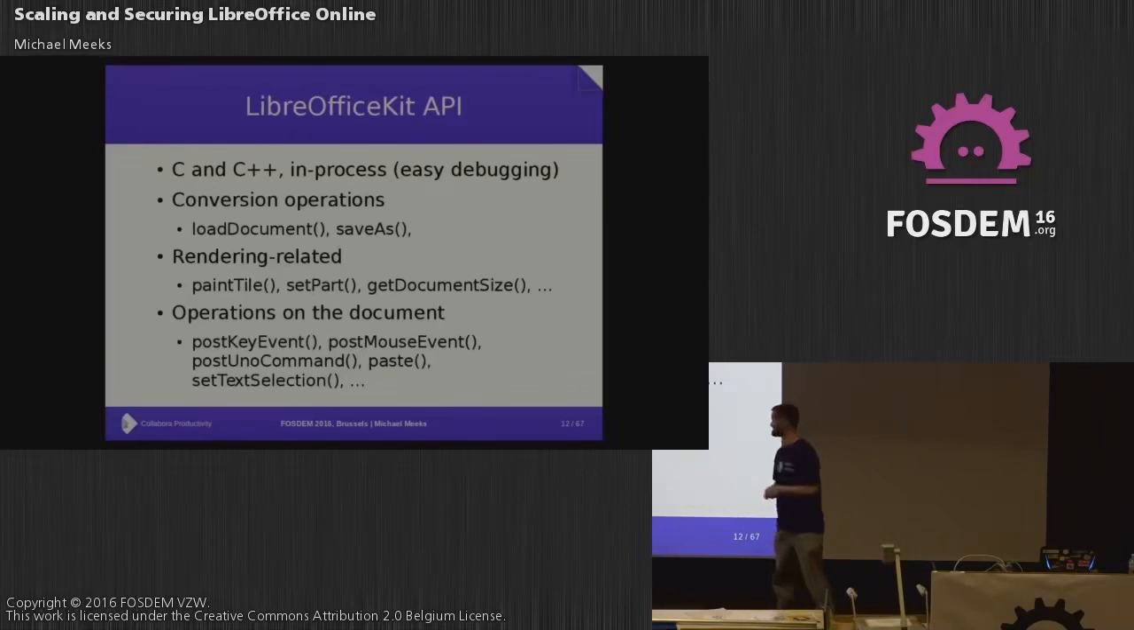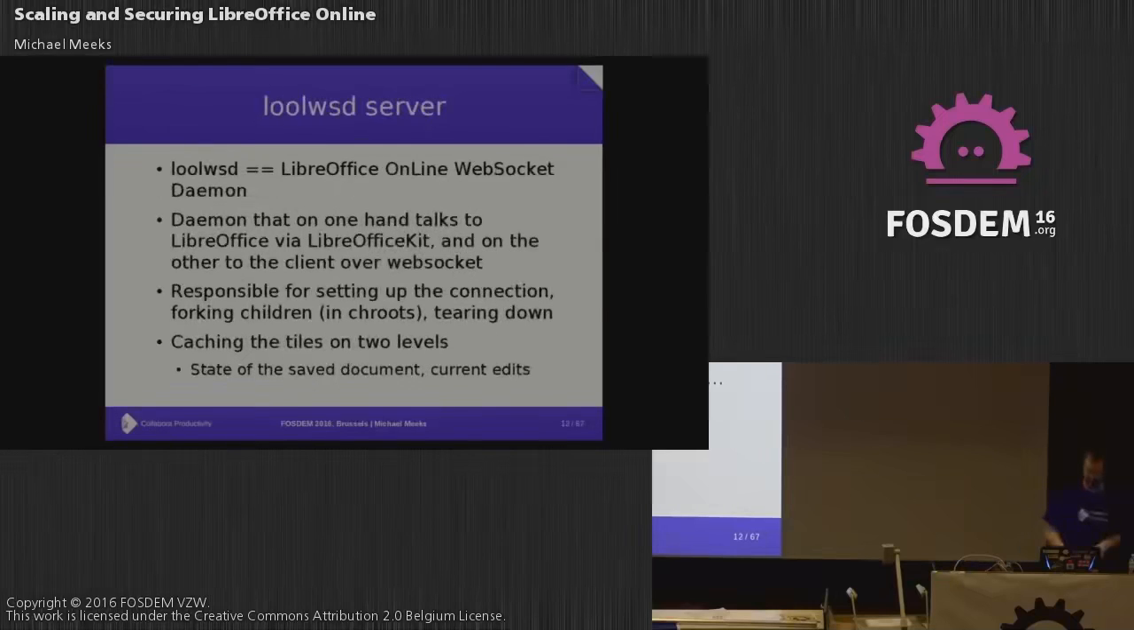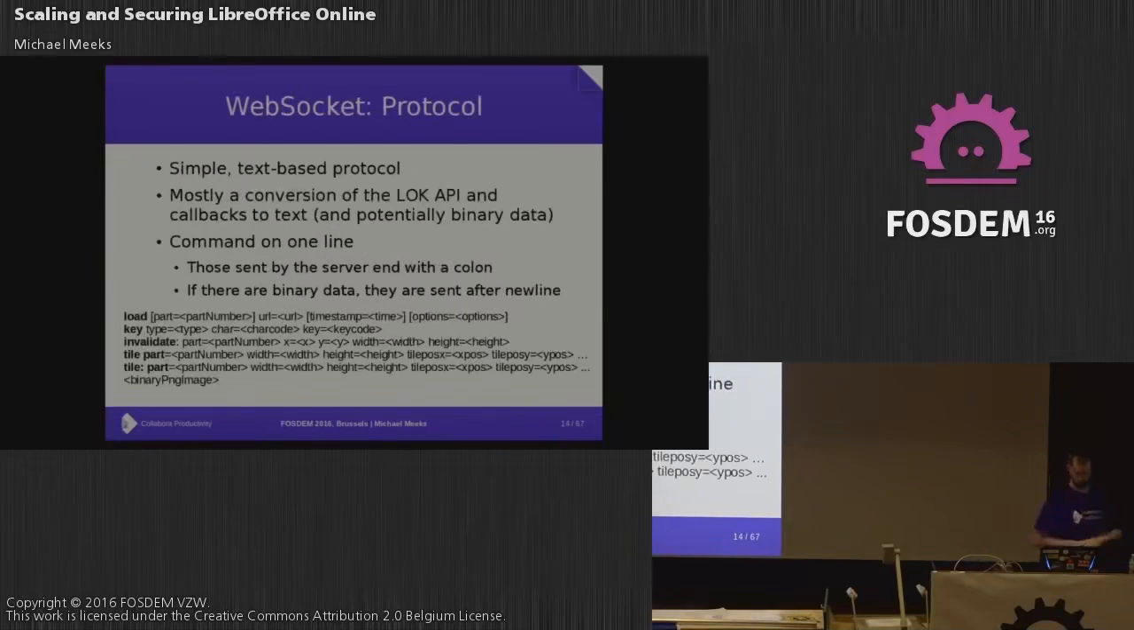Then there's some editing operations. So you can post key events in, and mouse events, and Uno commands, and paste stuff, and all of that, the good richness that you can see there. And it's served by this server daemon that basically manages and handles all of the communication there, and caches the tiles. And there's really 2 levels of cache there. So one is when you have the document that's actually saved, you want to be able to continue to see that, and then you also want to be able to see the editable version. So there's kind of a bifurcation there between it.